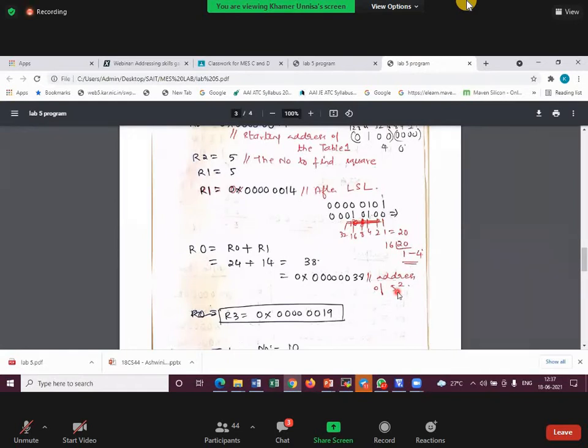So only at the end we will make R0 a pointer, because any register which holds an address we will make a pointer. So now whatever R0 is pointing to, it will be loaded into R3.